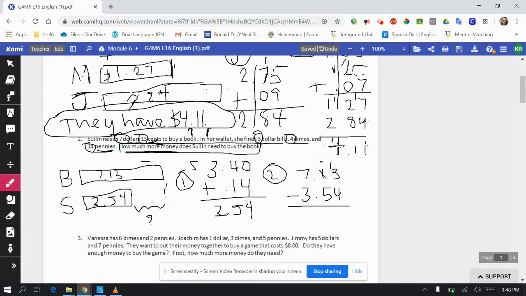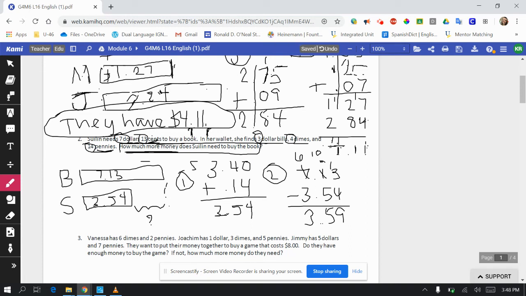So borrow, 13 minus 4 is 9. 0 minus 5, I can't do that, so I'm going to borrow again. 10 minus 5 equals 5, and then 6 minus 3 equals 3.